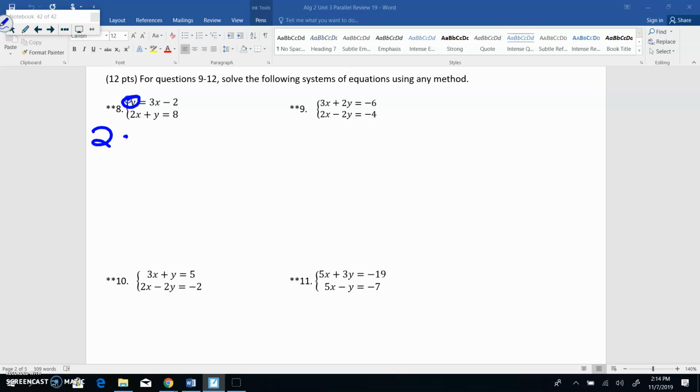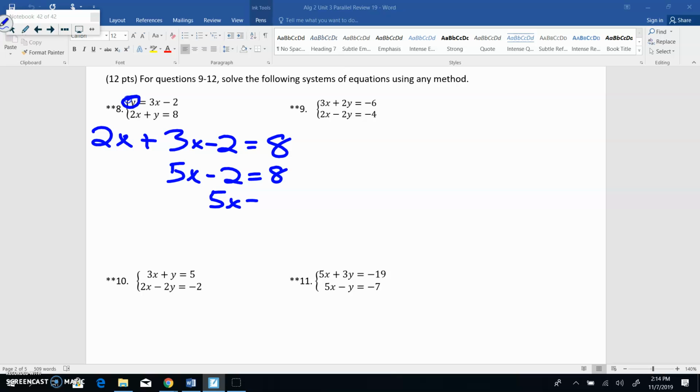Alright, I'm going to take 2x. I'm going to go ahead and say plus. Instead of y, I'm going to substitute my 3x minus 2. Okay? Nothing else changes. Alright? I now have an algebra 1 issue. Combine your like terms. Solve for x. So my like terms are 2x and 3x. Gives me 5x minus 2 is equal to 8. Okay, move your 2. So 5x equals 10. And x will be 2.